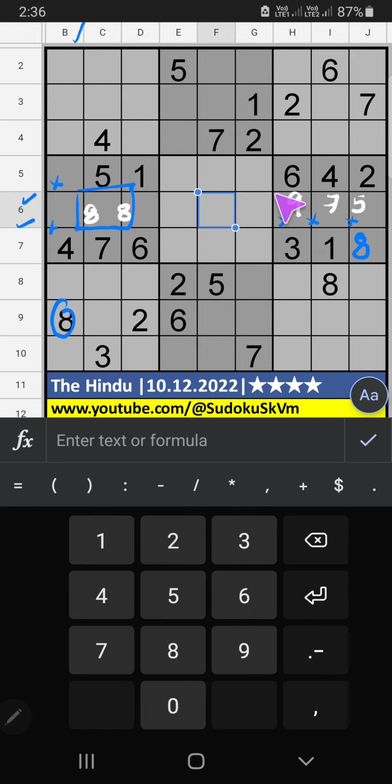6th row, we have 9. So 9 can't come in these cells, the 9 is confirmed here. Then 4th grade, 3 numbers are remaining: 2, 8, 3. It will come in one of the cells. We will confirm later.